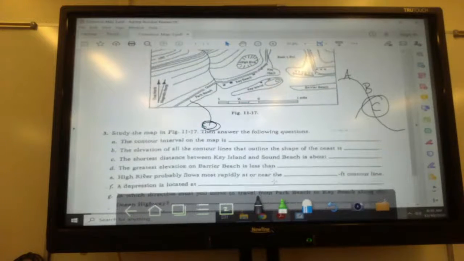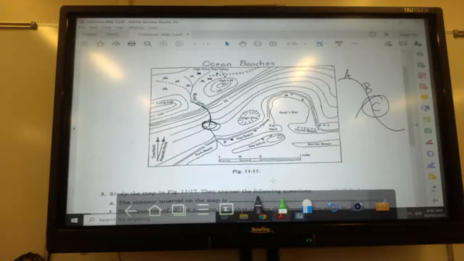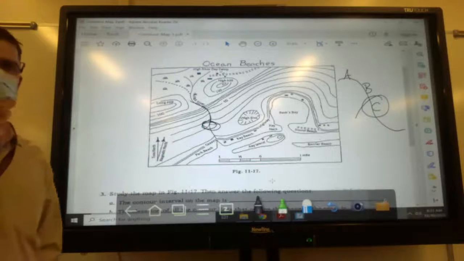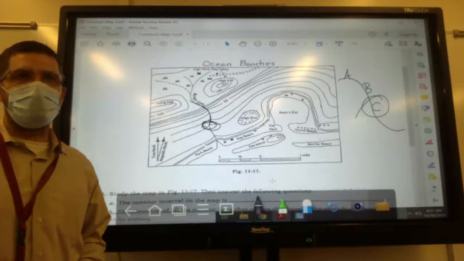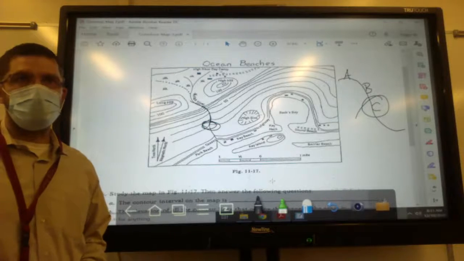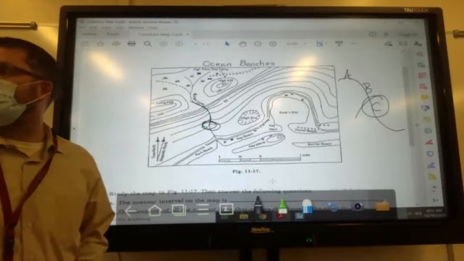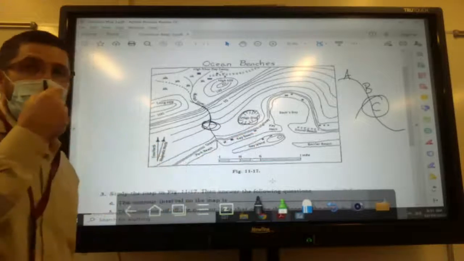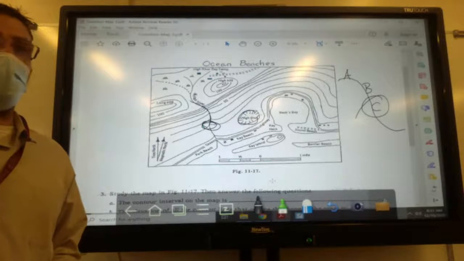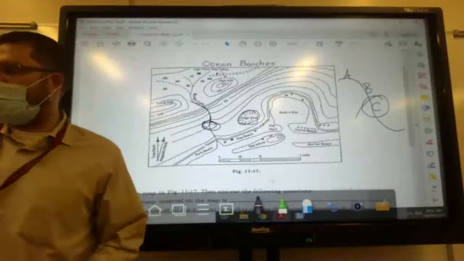All right. Where is a depression located? Remember, a depression is a contour line that has dashes through it. High sink, right here. There's my depression. So remember, with the depression, I'm not going up in elevation, I am going down in elevation.